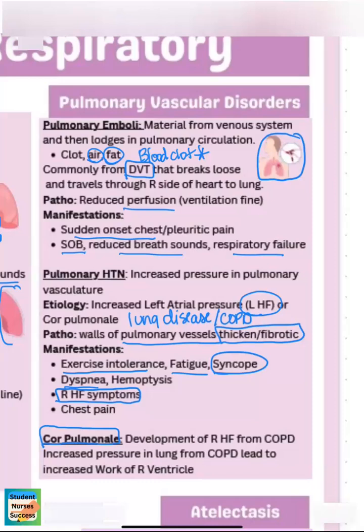Now, cor pulmonale is the development of right-sided heart failure from lung disease. When we have lung disease, that fibrosis and hardening of those lungs that develops with COPD will make it difficult for blood to move through the lungs. And so that blood starts to back up into the right side, or the right ventricle, and we call that cor pulmonale. So it's really very similar to right heart failure.